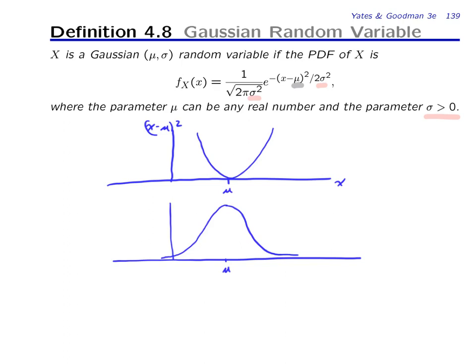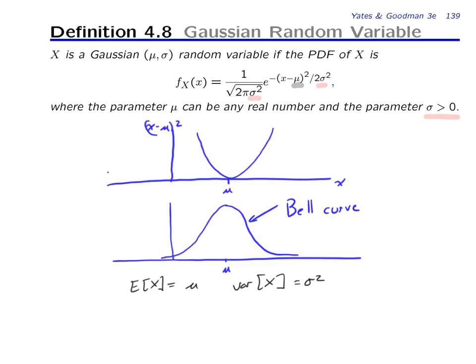And it's symmetric around x equals mu. Although my drawing isn't very good, this is commonly called the bell curve. Just as you should expect, the parameters mu and sigma are the expected value and the standard deviation. That is, E of x is equal to mu, and the variance of x is equal to sigma squared.